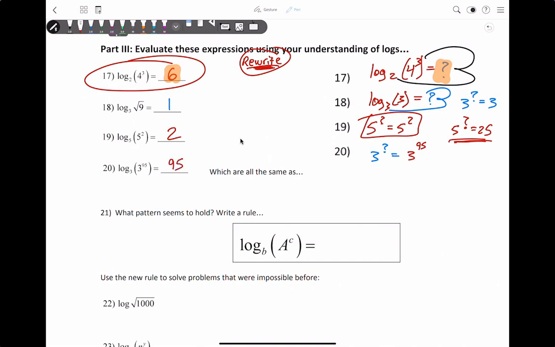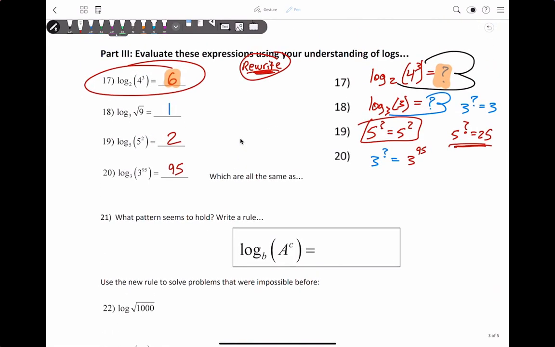All right, so now, what pattern seems to hold? Okay, so what we're going to look at right now is what pattern is happening with what we see. It's one of the laws of logs, where I have a power here that I can now bring out in front as a coefficient that will be multiplying by all of this that's left over.